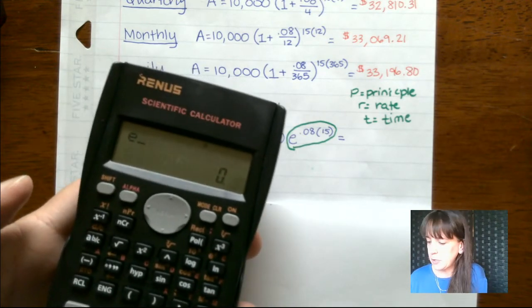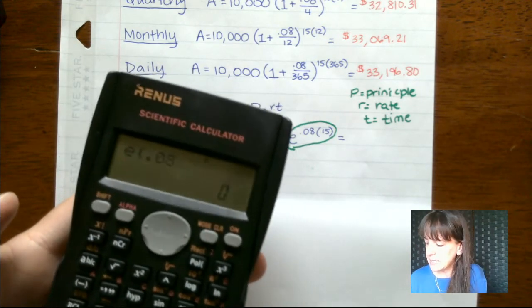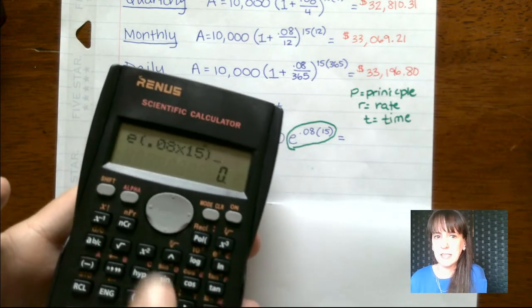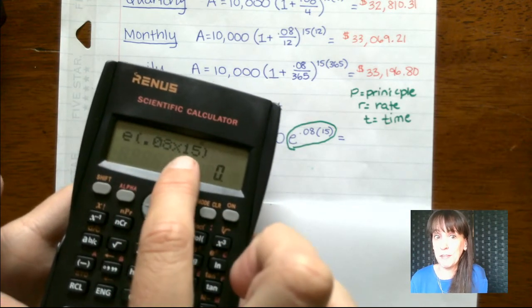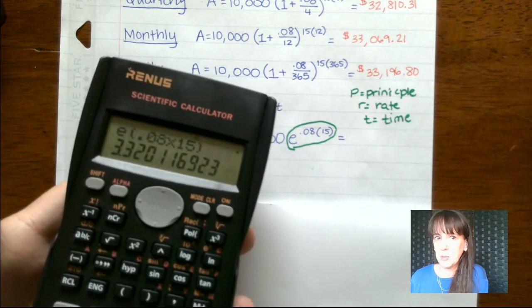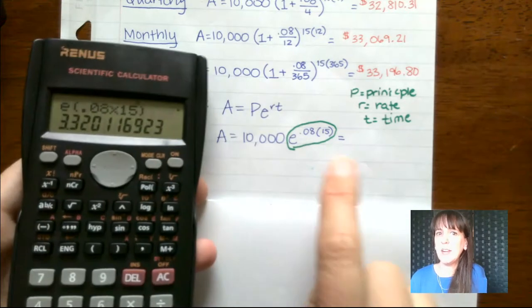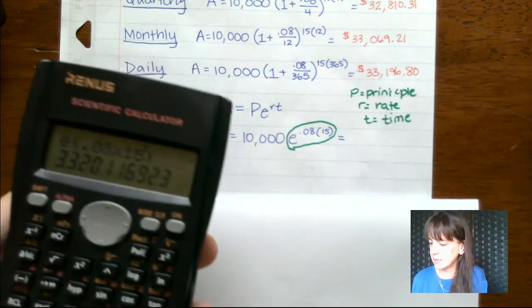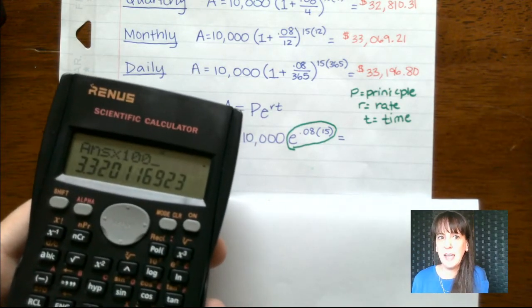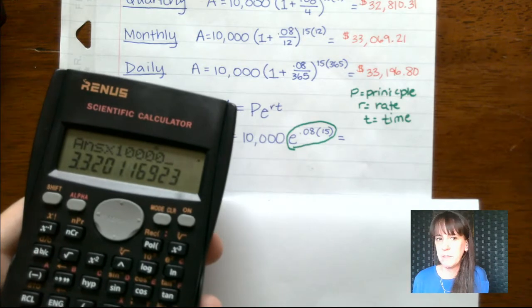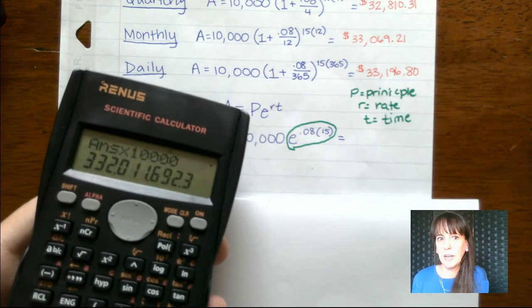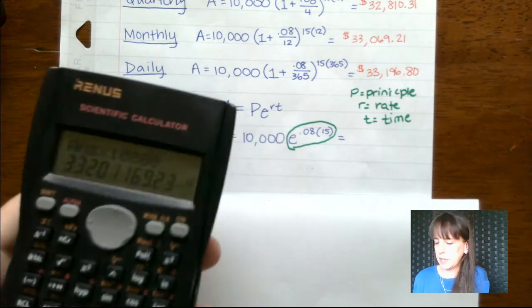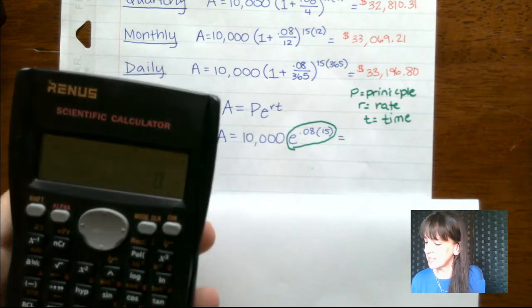So I'm going to use parentheses, 0.08 times 15, close my parentheses because I want E to the power of all of that. And I end up with 3.321 blah, blah, blah. I don't have to write all of that down. What I can do is just take that number and multiply it by 10,000. So times 10,000. There we go. And I end up with, oops, I hit 10,000 a few too many times. Let's try that all again.